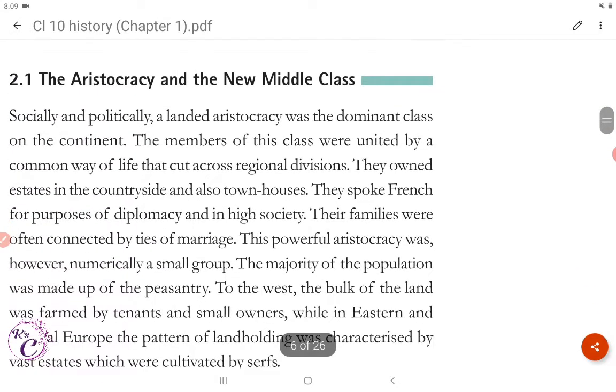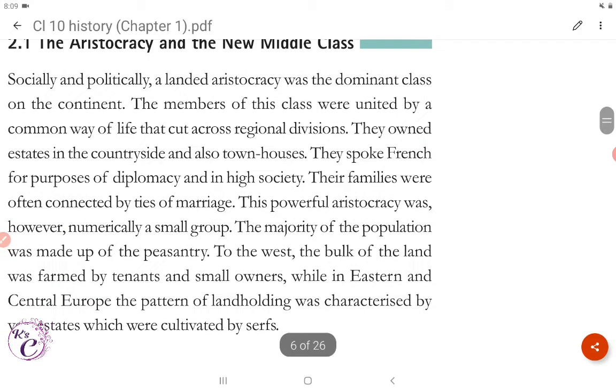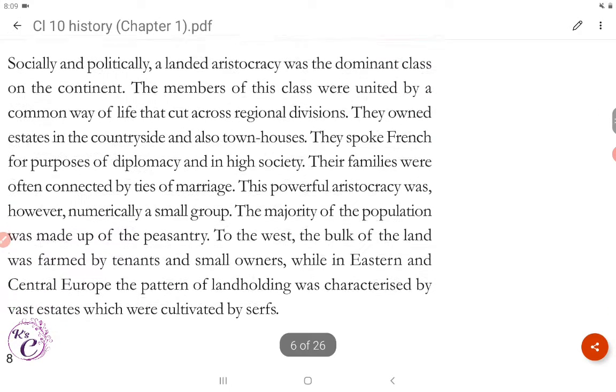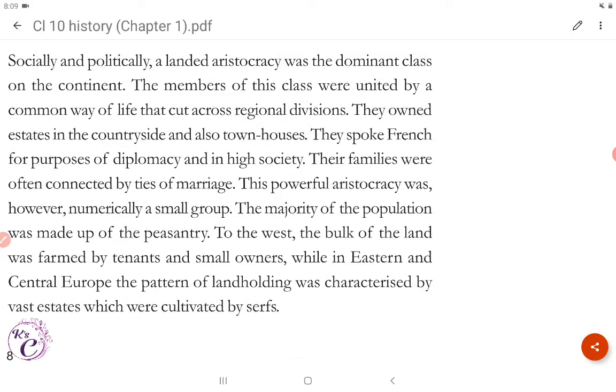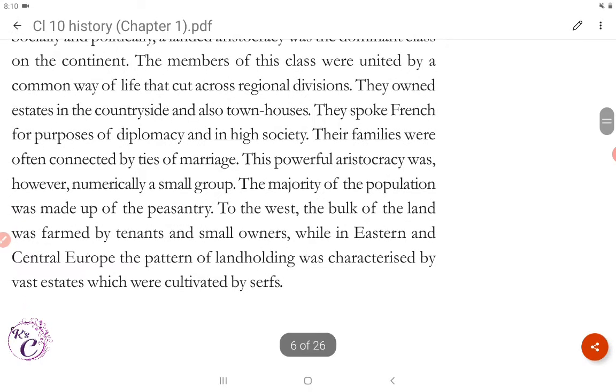2.1 The aristocracy and the new middle class. Socially and politically, a landed aristocracy was the dominant class on the continent. The members of this class were united by a common way of life that cut across regional divisions. They owned estates in the countryside and also town houses. They spoke French for purposes of diplomacy and in high society. Their families were often connected by ties of marriage. This powerful aristocracy was, however, numerically a small group.